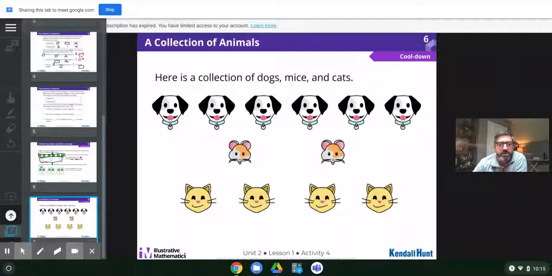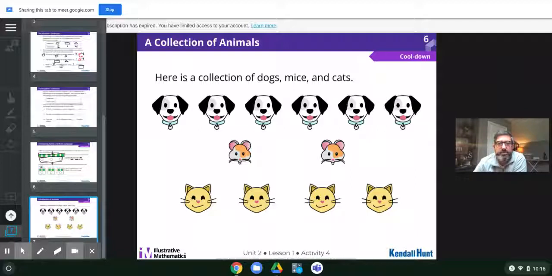So for instance, if we wanted to talk about the number of dogs to the number of mice, our first category would be dogs. So our first blank would need to be the number of dogs. And we see we've got 6 dogs. So our second category would be mice. So we know that our second blank would need to be the number of mice. And we see that we have 2 mice. So the ratio of dogs to mice in this example would be 6 to 2.